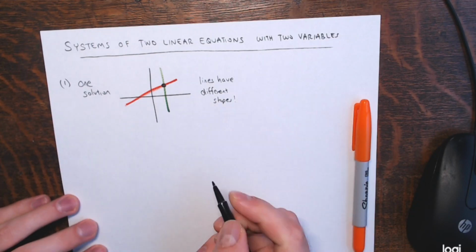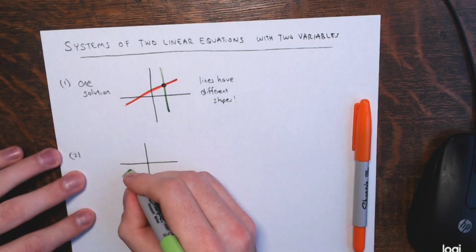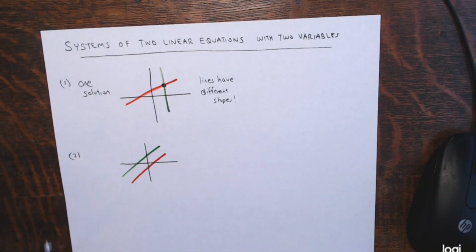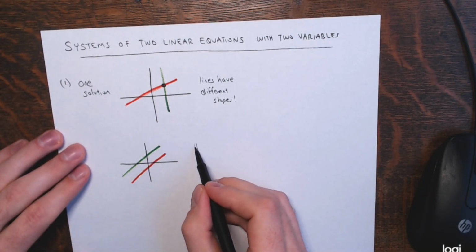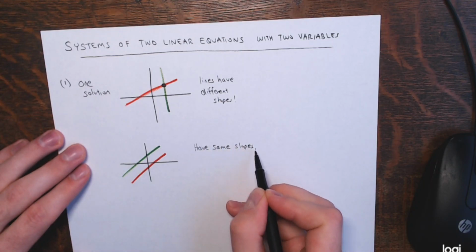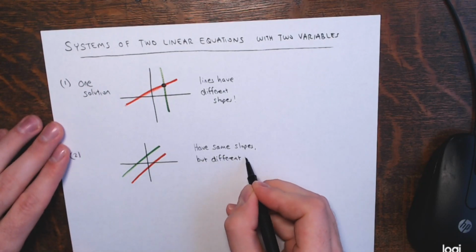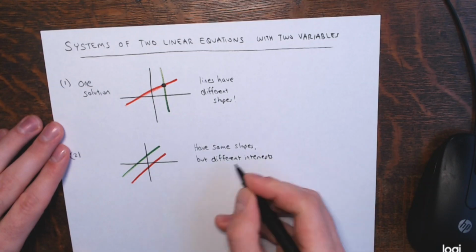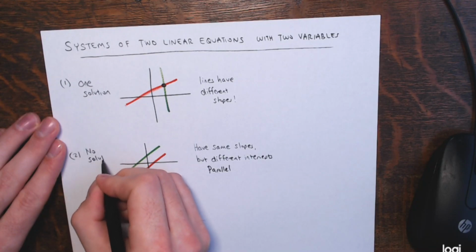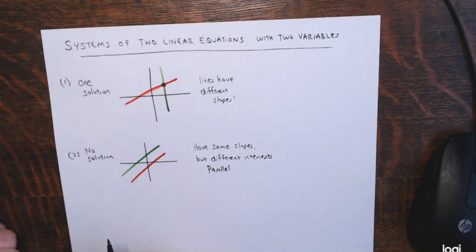The second scenario is they're parallel. You draw one, you draw the other, and they run in the same direction, but they're not the same line. So they have the same slopes but different y-intercepts. They're parallel lines. In this case, there's no solution to the system. They're never going to cross. There's no point that satisfies both equations.